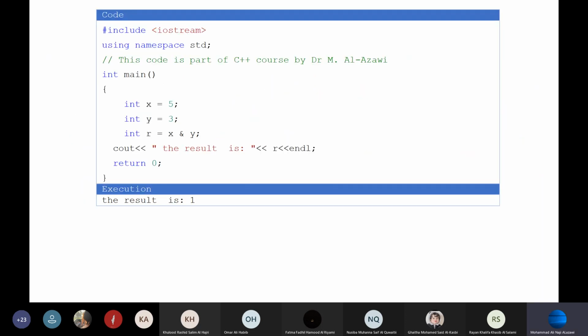So let's see the OR. First, no, this is the AND. This is repeated. So 5 is represented as, again, whenever you get such a question, put 1, 2, 4, 8. 5 is 0 1 0 1. 3 is 0 0 1 1. The ANDing gives 1 and 1, 1, 0, 0, 0. So this will be converted to 1.